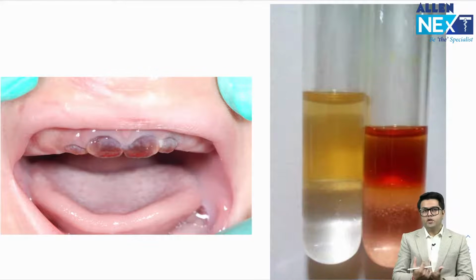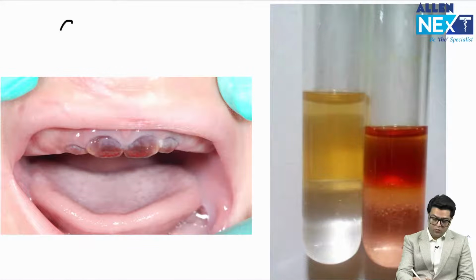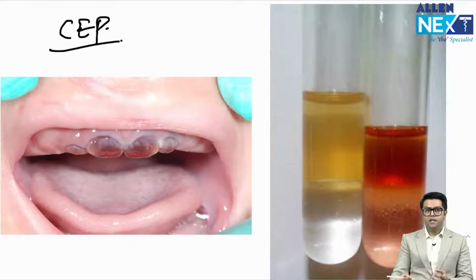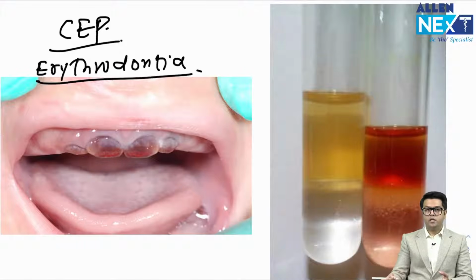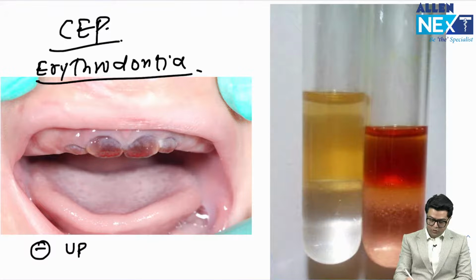So guys, what is your answer? The answer is congenital erythropoietic porphyria, and this child presents with erythrodontia, which is diagnostic. This was already part of a previous MCQ. Am I clear? Fine. So what is the name of the enzyme which is deficient here? The enzyme is uroporphyrinogen 3 synthase. The deficient enzyme is uroporphyrinogen 3 synthase, right?